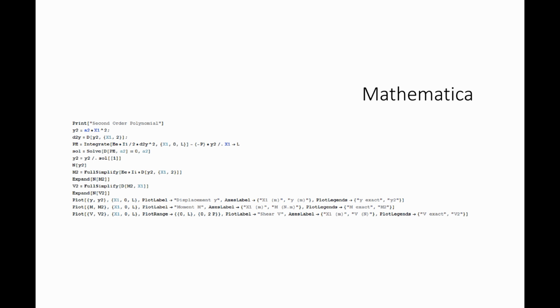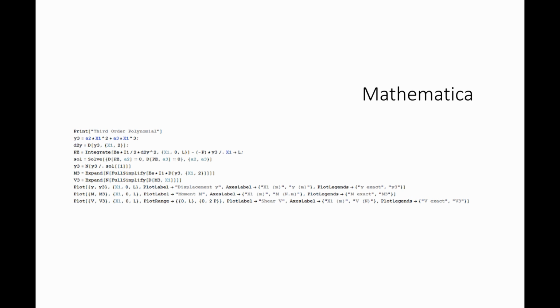We store that solution in the variable sol, and then we use it as a replacement to redefine the displacement y2. The moment is equal to EI times the second derivative of y2, and the shear is equal to dM by dx1. And then we can plot them to see the difference between y, the exact solution, and y2, which is the second order polynomial. And notice that my choice for y2 already considers the essential boundary conditions.